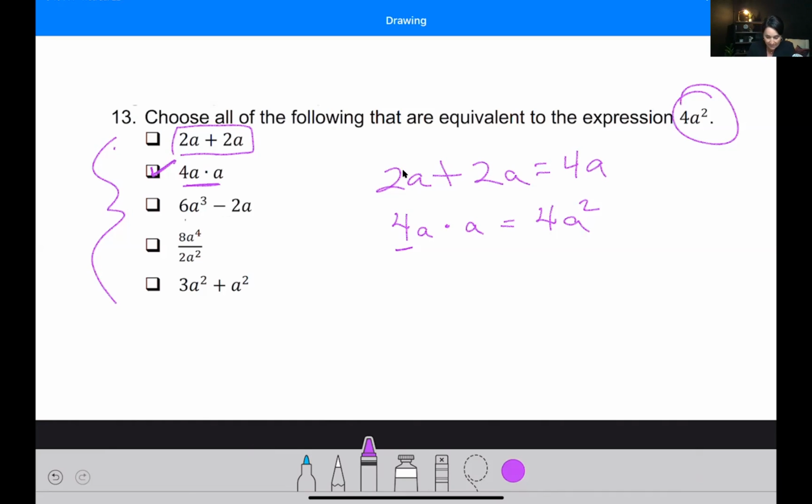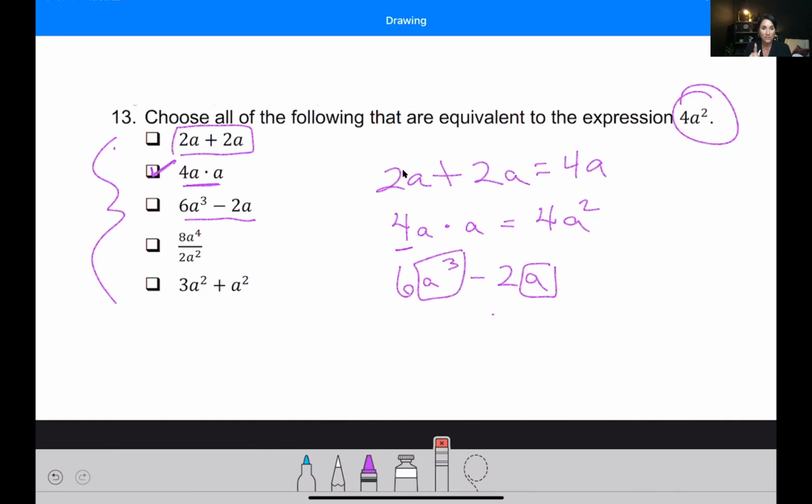Now let's take a look at 6a to the third minus 2a. Be careful. You might say, oh, well, 6 minus 2 is 4, and 3 minus 1, because this is really a to the 1, is 2, so that's 4a squared. No, it is not. When we are talking about adding and subtracting, you cannot combine unlike terms. You can only do like terms. And in this case, this is a to the third and this is a. You cannot combine them.